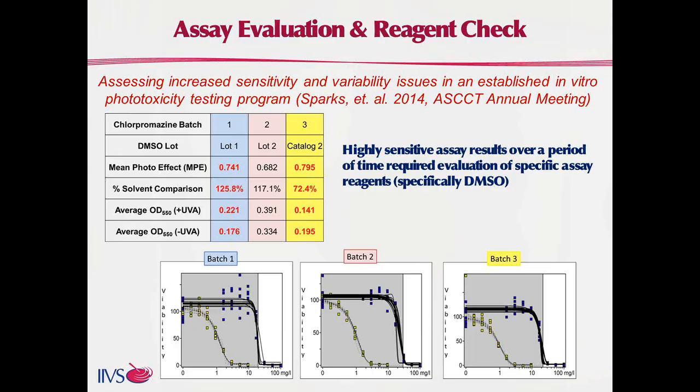And below here, we have graphic representations of the data obtained by the Phototox 2.0 software, where we have our viability on our y-axis and our concentration of chlorpromazine on our x-axis. And you can see, visually looking at them, they look fairly close in terms of the response curves, batch 1 having a little bit more variability than the other 2. But again, even closer looking at the MPE solvent controls, we did not meet acceptance criteria for the 2.